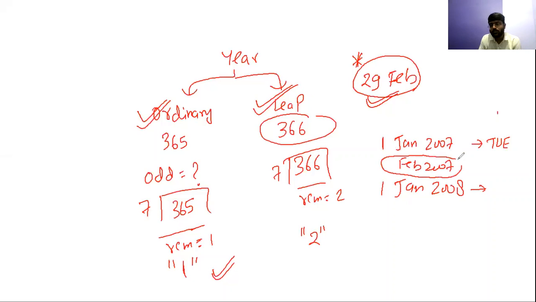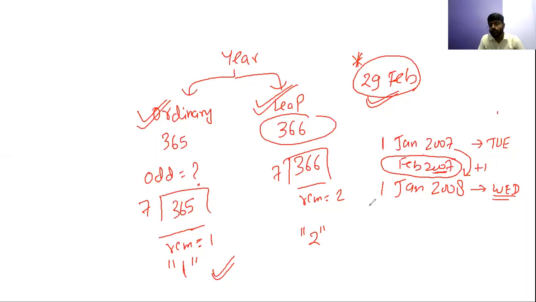I will be crossing the February of 2007 only. So February of 2007 is whether ordinary or leap. We can check that 2007 is an ordinary year. So if you are crossing an ordinary year, you will just add 1 to this, because in one ordinary year there is one odd day. So the answer for this question will be Tuesday plus 1, that is Wednesday. Okay, so the answer for this question will be Wednesday.